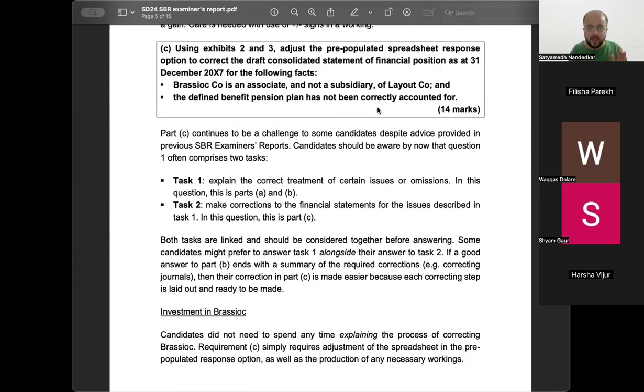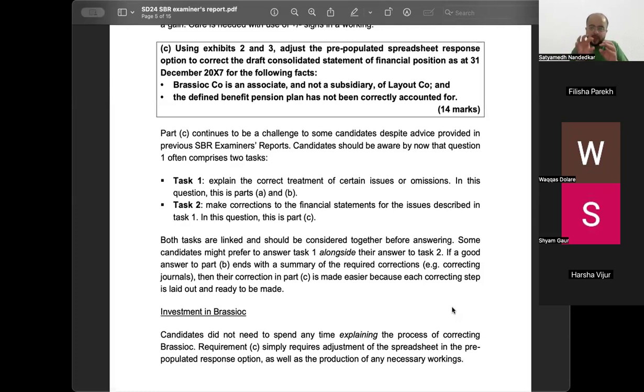In a pre-populated balance sheet, their specific focus is Braziok Company ka accounting that you have to specifically mention, and the defined benefit pension plan. How should you account for that? Now, if the other company is an associate and the company has adjusted that and presented that as a subsidiary, तो आपको पहले उस accounting treatment को reverse करना पड़ेगा, and then you will have to show the equity method of accounting that is often used for associates.